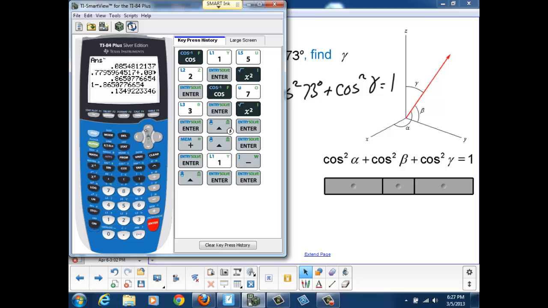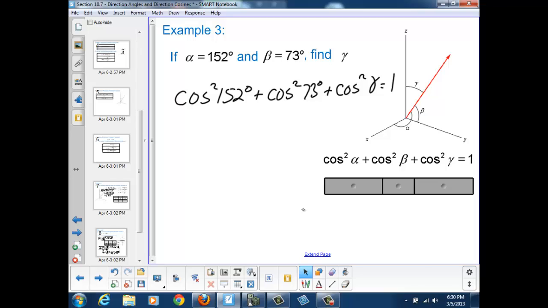So what we want to do is take the square root of this to find out what the cosine of gamma is. So the square root of that value. And so this number, 0.3673177, is the cosine of gamma. So we've determined that the cosine of gamma is 0.3673.